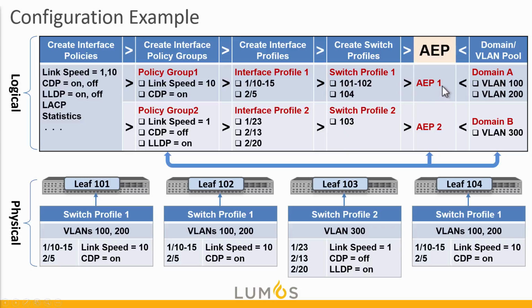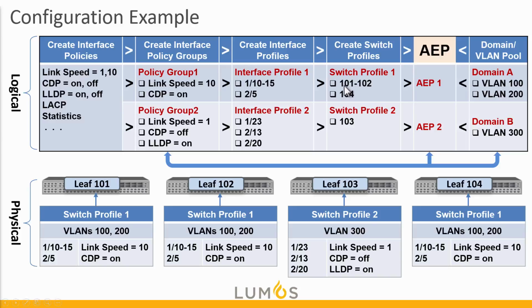We've created 2 AEPs, 1 and 2. And you can see where all these are tying together. And then domain A, which has VLAN 100 and 200. And then domain B, which has VLAN 300. Now remember, in the older versions of code, those could not overlap if they were going on the same switches. But here they're not, right?